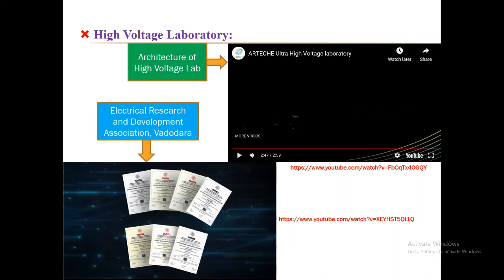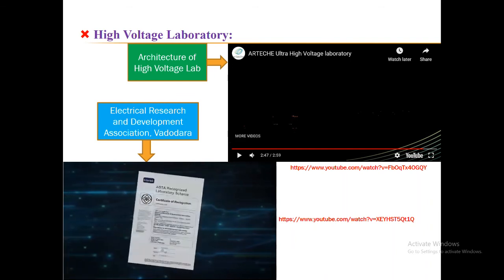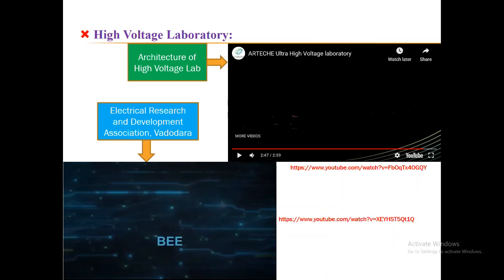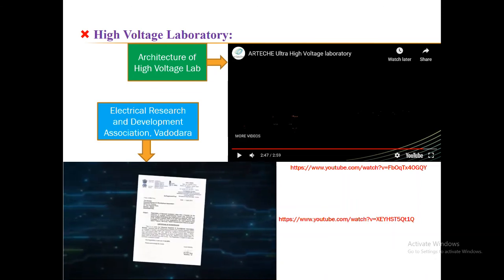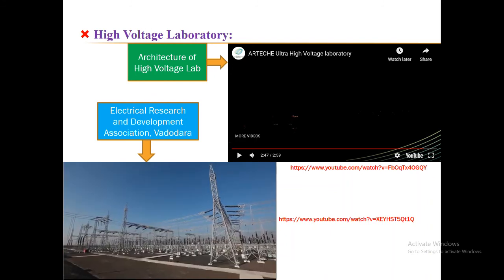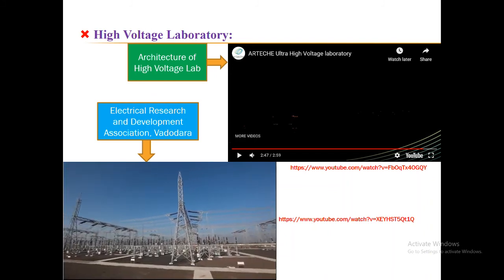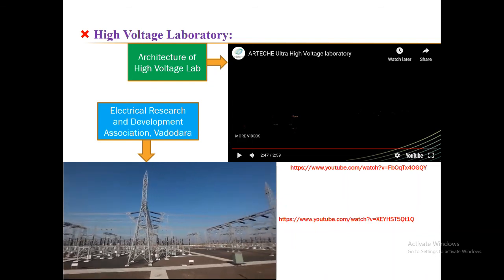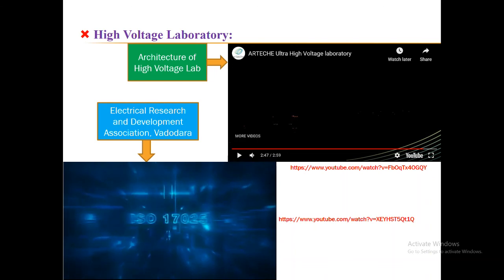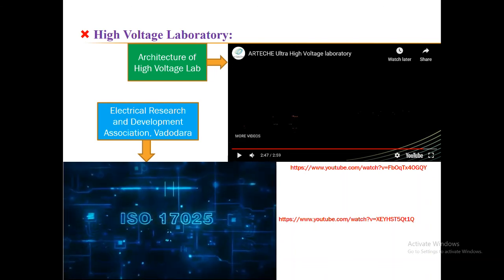ERDA is accredited by NABL, Intertek ASTER, TUV-PS Germany, BIS, BEE, and recognized as a CSIR by DST, Government of India. It is also recognized by utilities, PSUs and several other agencies. ERDA is an ISO 17025 certified laboratory.